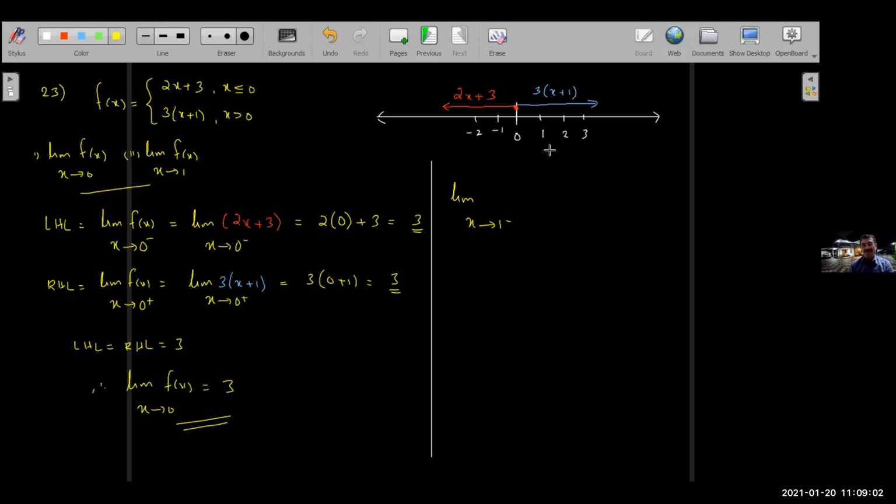Yes, sir. Other answer? The left hand limit, sir. Sir, x will be 1. The x will be minus 1. Very good try, everyone. Very good try. So no one got the idea.